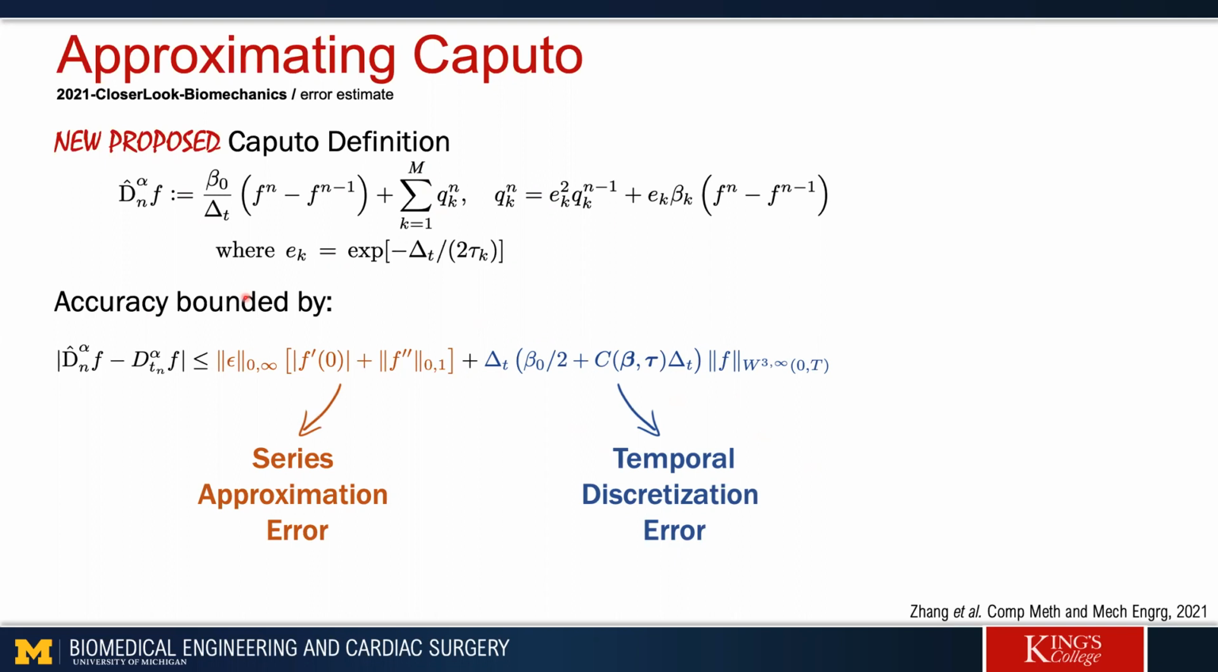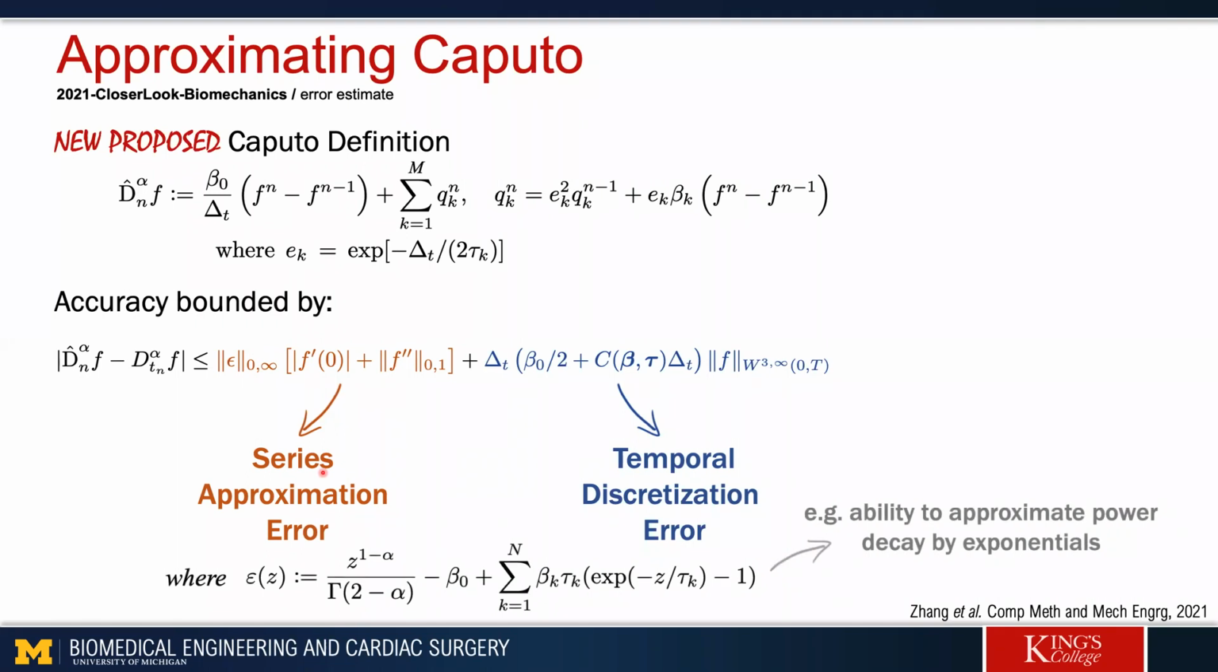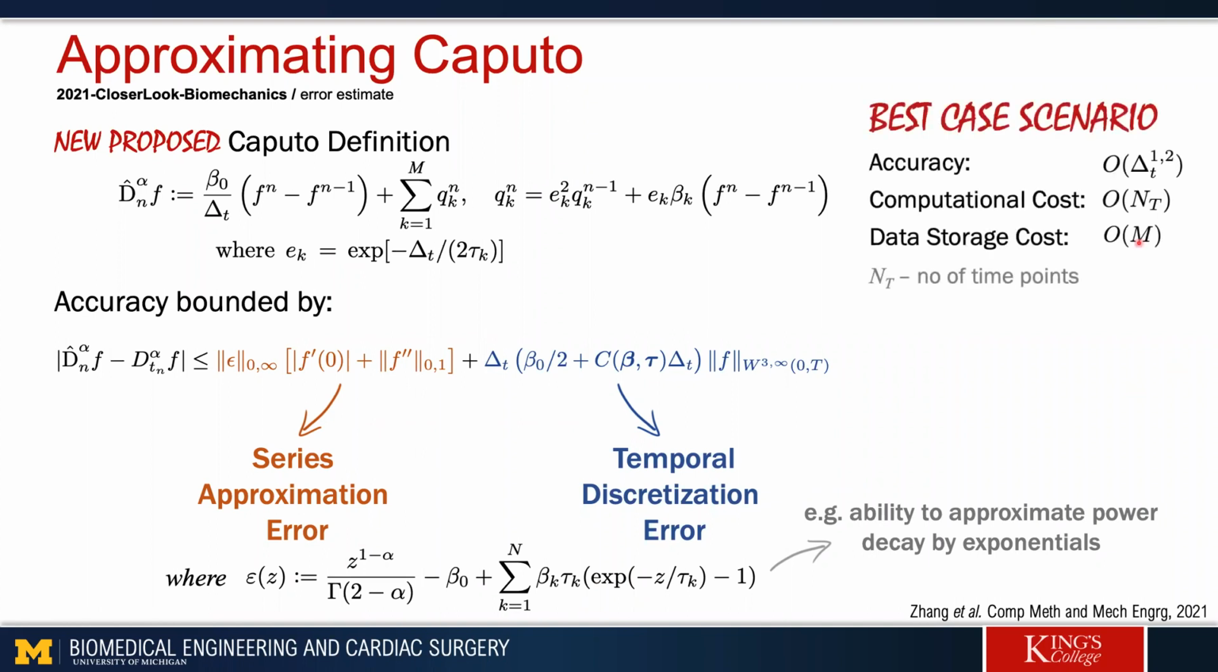And the nice thing here is that this depends on the behavior of your function, which is pretty standard for these kinds of error estimates, but it depends on this other value epsilon, which is basically how well do you represent a decaying polynomial by a series of decaying exponentials. And this is something that you can calculate in advance, and you can get a good idea of what the maximum error you would have would be. So the nice thing about this is, again, you end up with a computational cost that's standard for any forward in time problem, and your data storage cost is only then dependent on how many Maxwell branches you have.